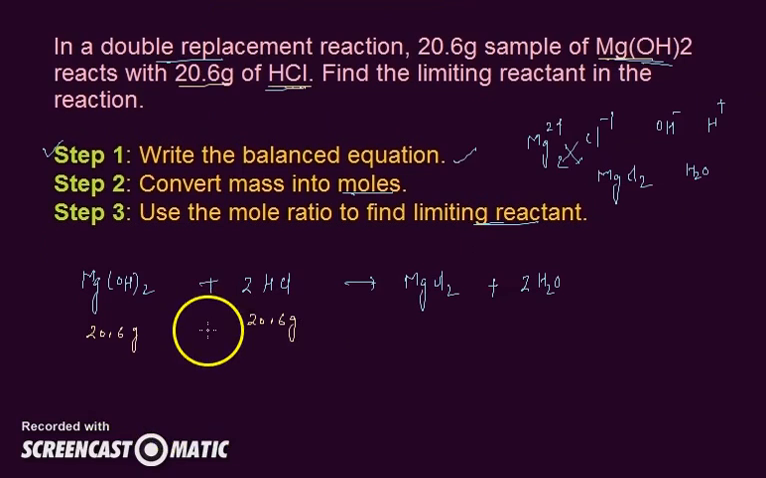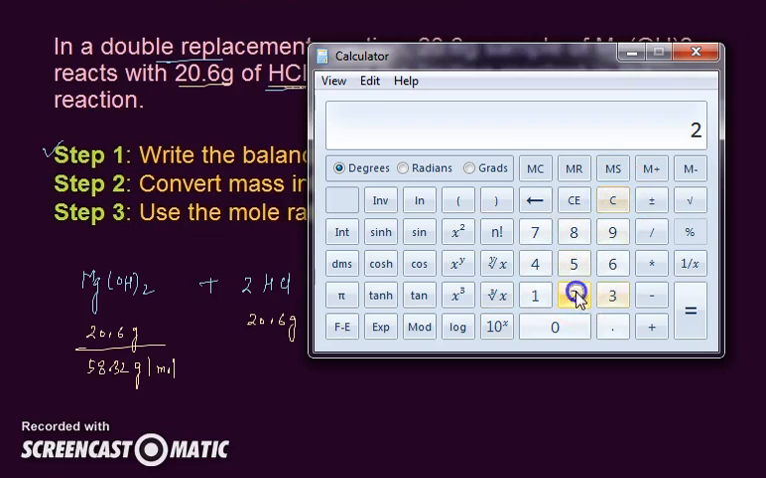So here we look for the molar mass of these reactants. The molar mass of magnesium hydroxide is 58.32, and the unit is gram per mole. Now we divide these numbers. We divide the mass of magnesium hydroxide by its molar mass. We use a calculator. The mass of magnesium hydroxide is 20.6 gram, and it is divided by its molar mass, that is 58.32.